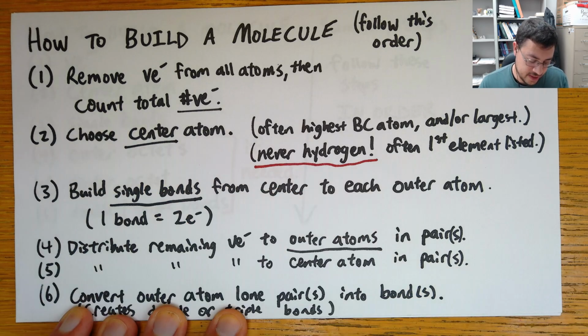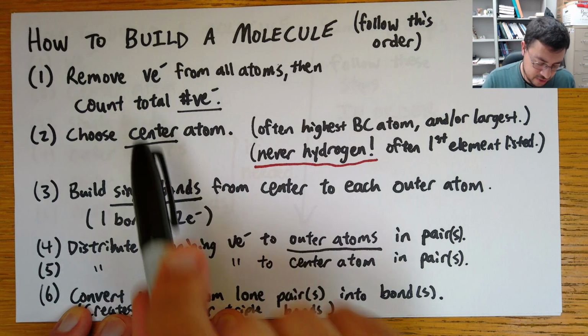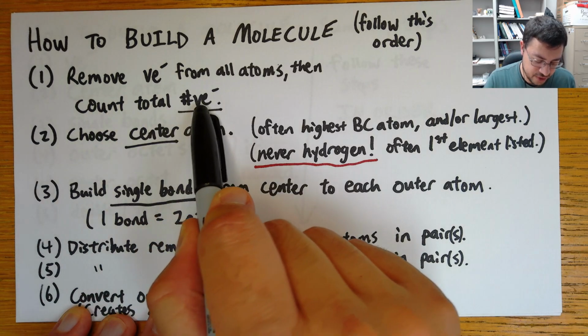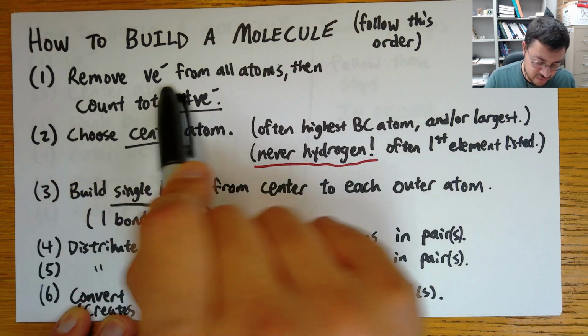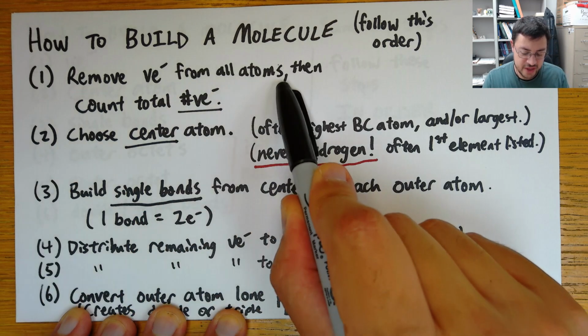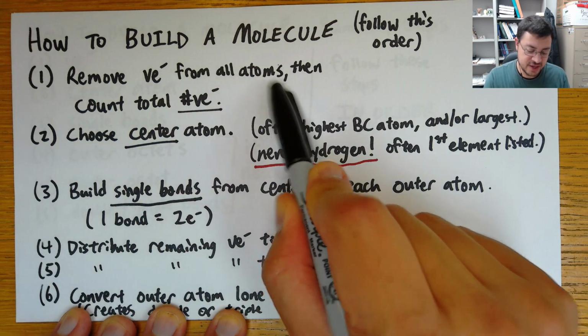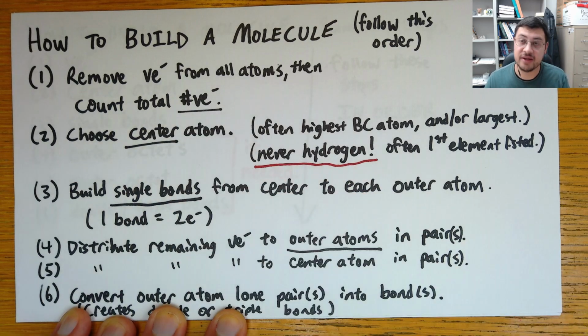Step number 1 is to count your total number of valence electrons. But before you do that, you're going to remove all the valence electrons from all the atoms. Once you remove them, then you just count the total that you've collected.